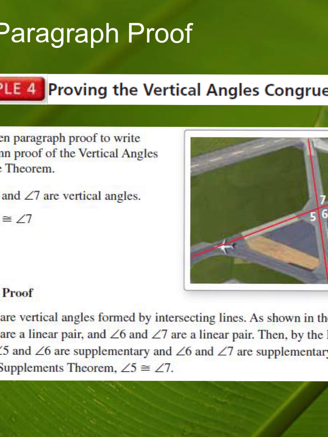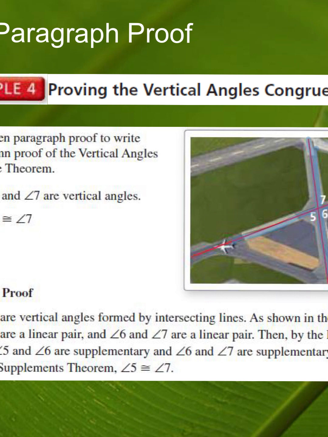So given angle 5 and angle 7 are vertical angles, and they want us to prove that angle 5 is congruent to angle 7. So angle 5 and angle 7 are vertical angles formed by intersecting lines as shown in the diagram. So I'm going to highlight that so you guys see it. Angle 5 and angle 7 are vertical angles. You guys notice that there is right here, it's probably not the best color, and right there, too, those are the intersecting lines.